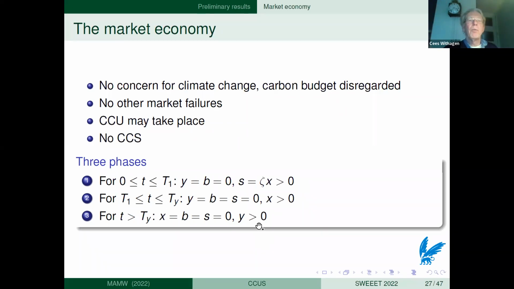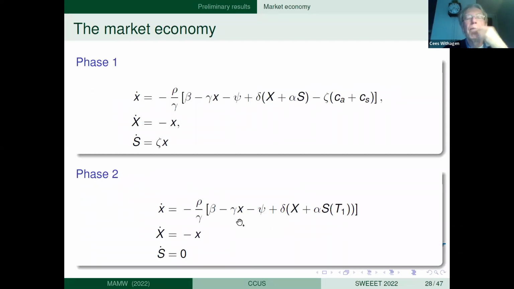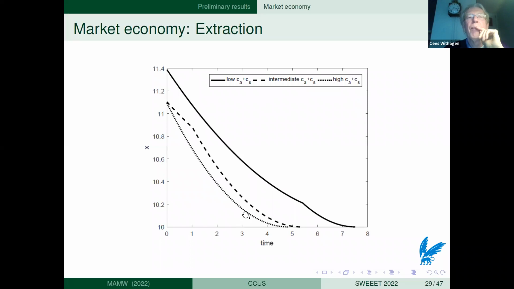Okay, so we have now 3 phases in the market economy. The first phase is where you have CCU, then a phase where nothing happens in terms of using renewables or inserting. So then there is only an increase in the stock of atmospheric CO2. And then at some instant of time, renewables take over. So let me give you the picture.